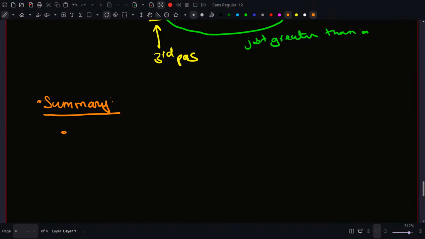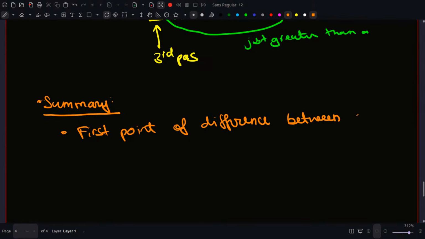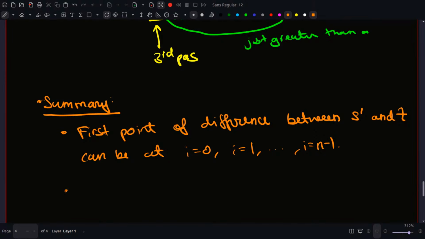So what we can say is that the first point of difference between the final string which we have made, we'll call that S dash, where S dash means the rearrangement of S, and T, can be at I equals 0, I equals 1, and so on until I equals n minus 1, correct? So let it be equal to I.